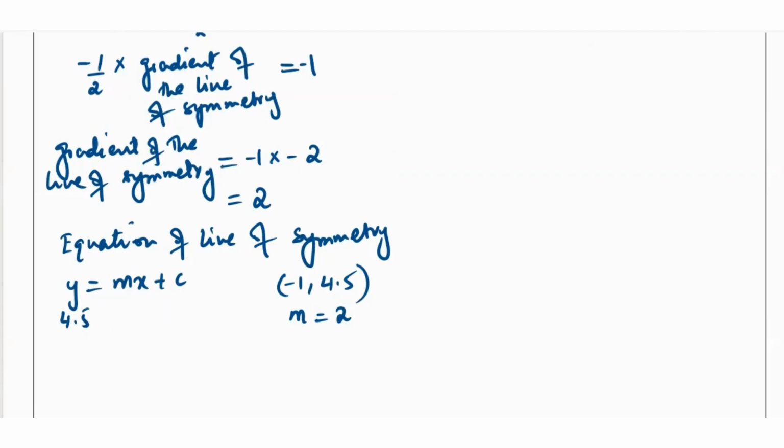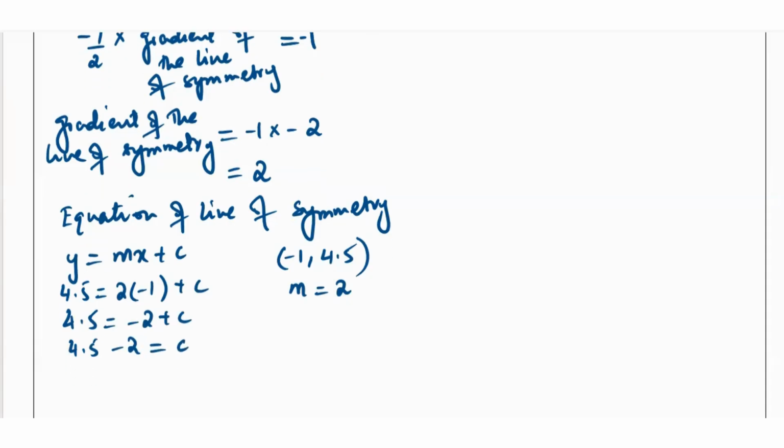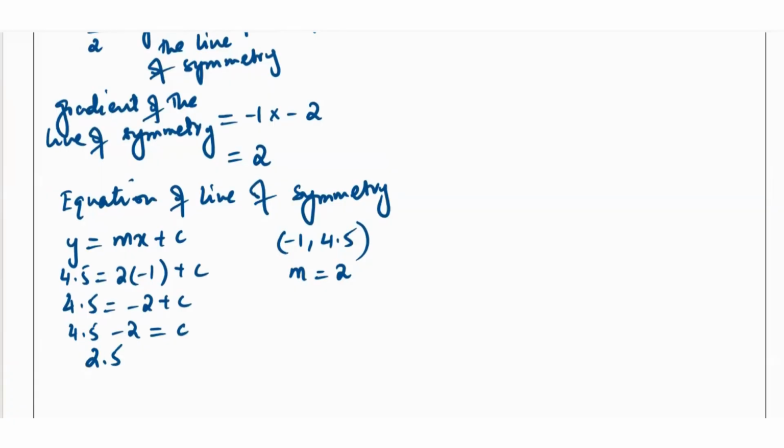So 4.5 equals 2 times negative 1 plus c. 4.5 equals negative 2 plus c. 4.5 minus negative 2 is going to give us 6.5 for c, which means y equals 2x plus 6.5. That is the equation of the line of symmetry.